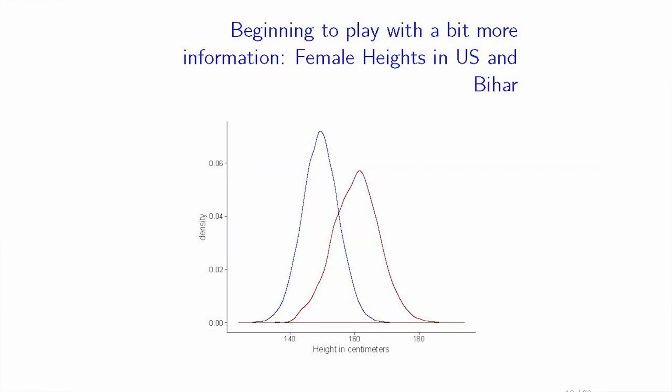So which is Bihar, which is the US? US is red. There are two ways to know that. The first is that I have not changed the color code. I had coded Bihar as blue and US as red. So that's one way.